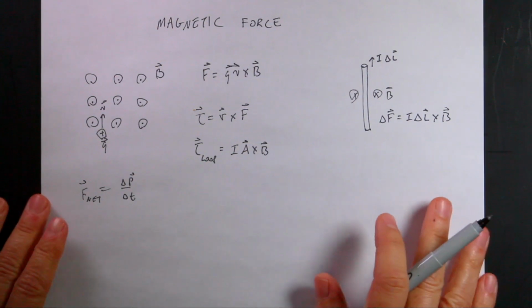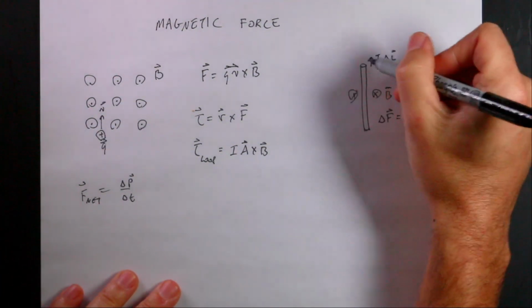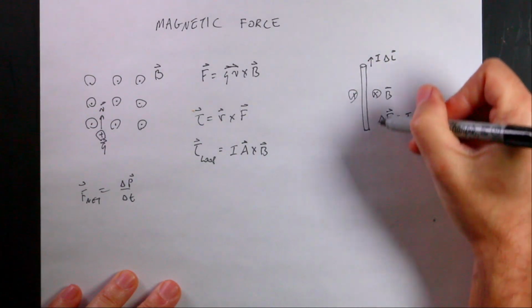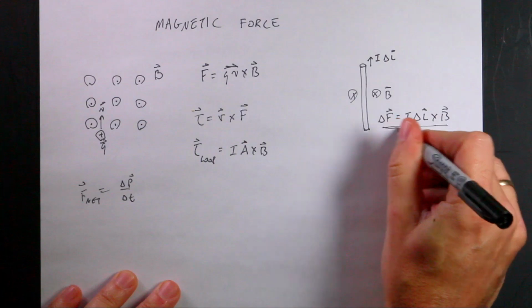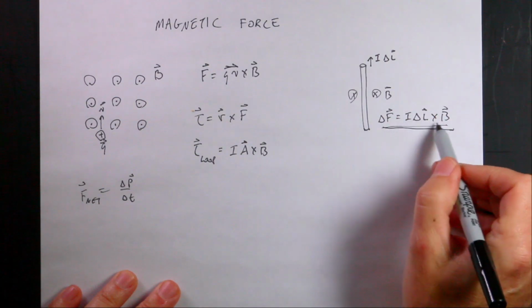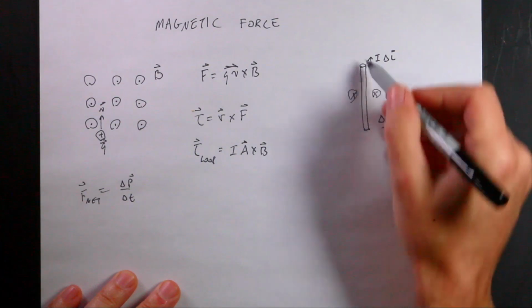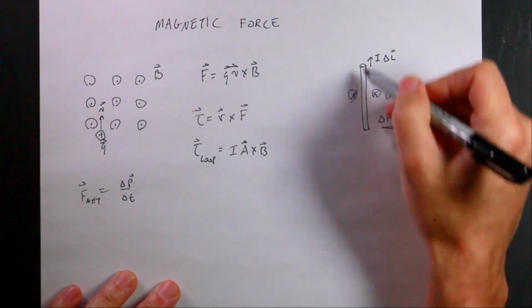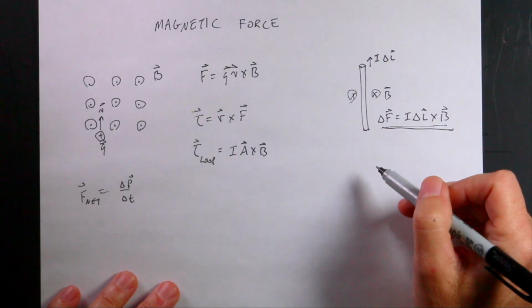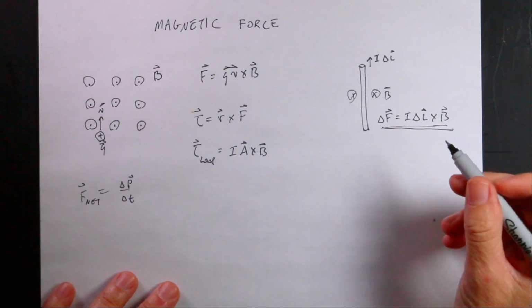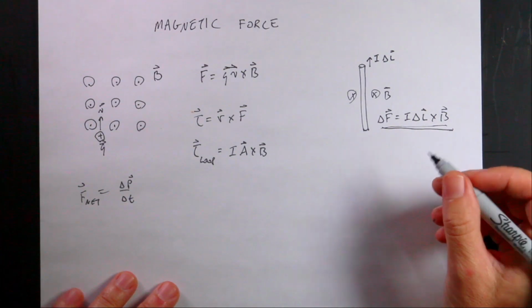Okay. So we know that if I have a length of wire, I can calculate the magnetic force on that as I delta L cross B, where delta L is a vector in the direction and the length of the wire, and B is the magnetic field, I is the current. Now, what if I have a loop of wire in a magnetic field?